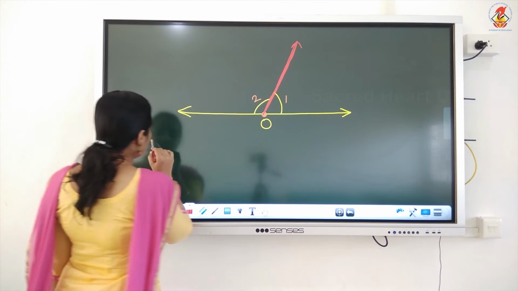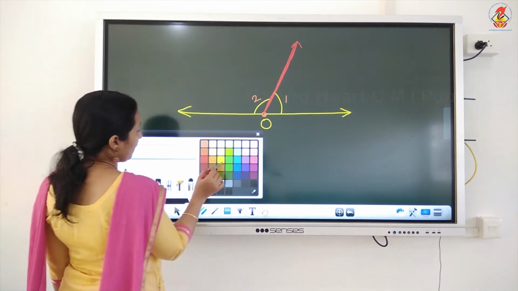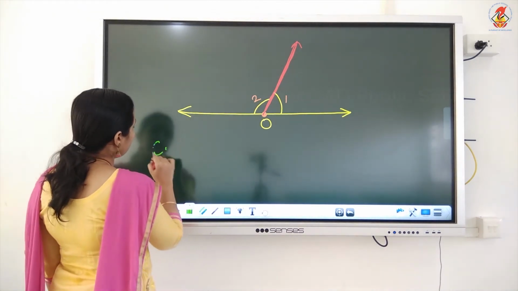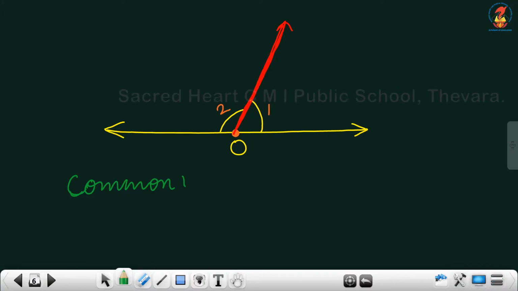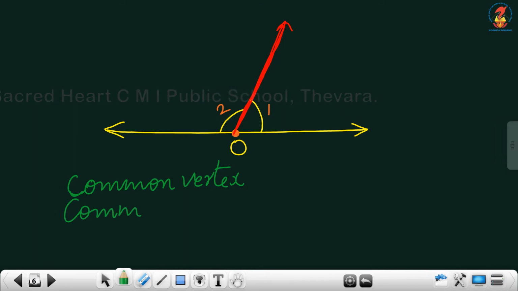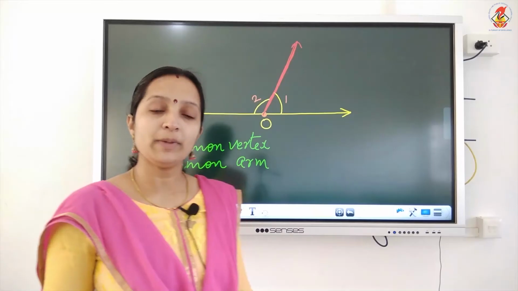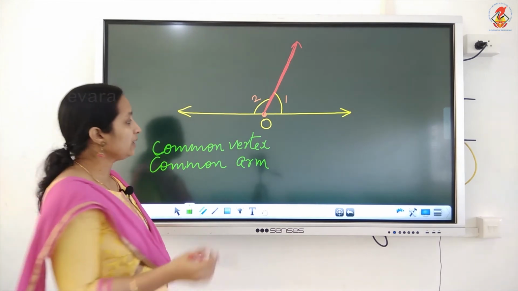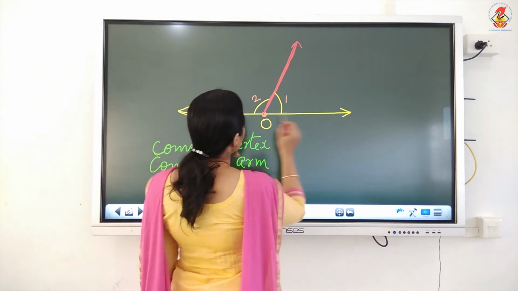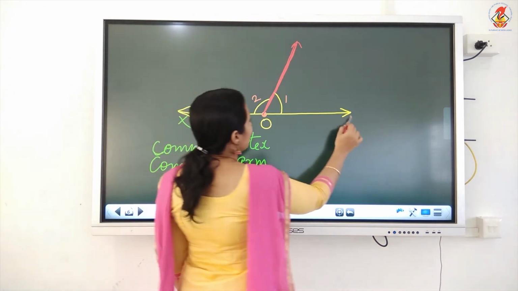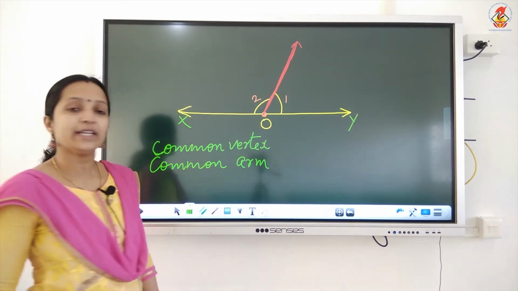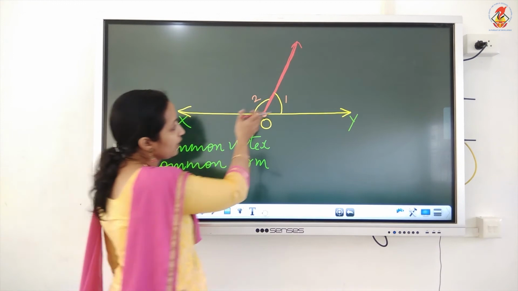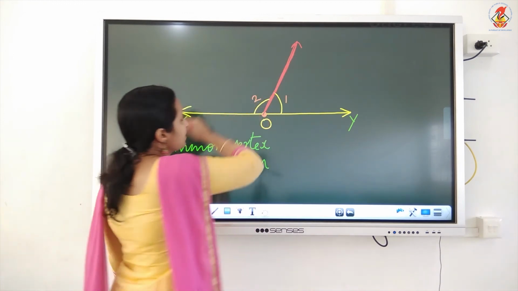So the common vertex is there, and we got a common arm. And what is the third condition for adjacent angles? The uncommon arms on either side. Look at the uncommon arms here. Mark them as X and Y. OX is one uncommon arm, OY is the next uncommon arm, and they are lying on either side.